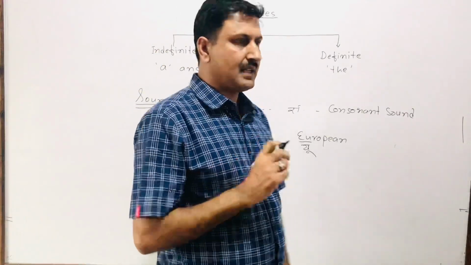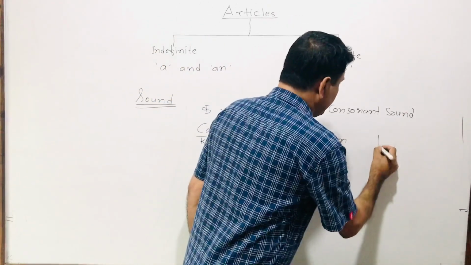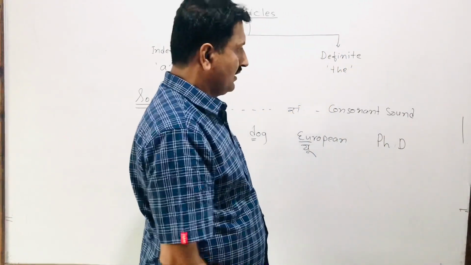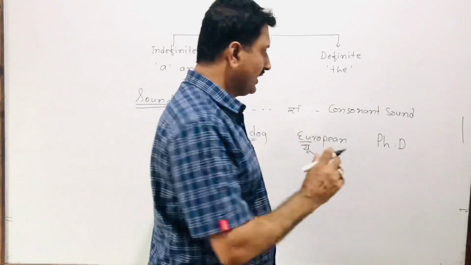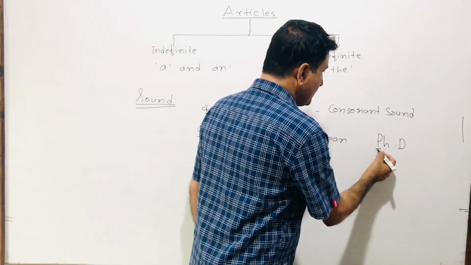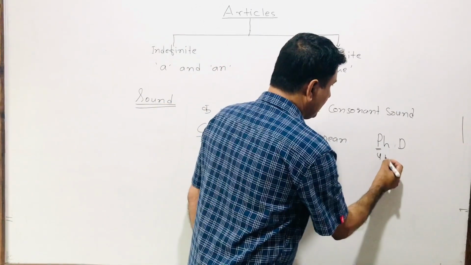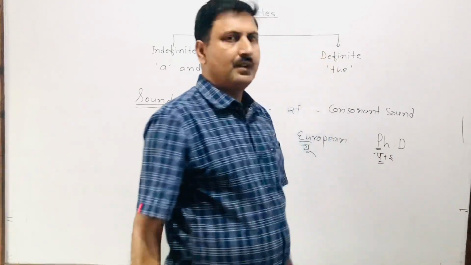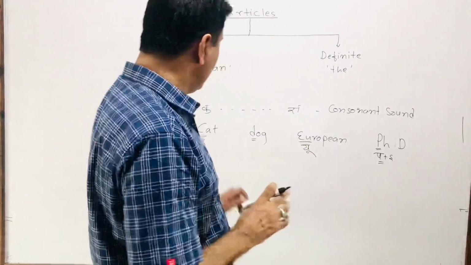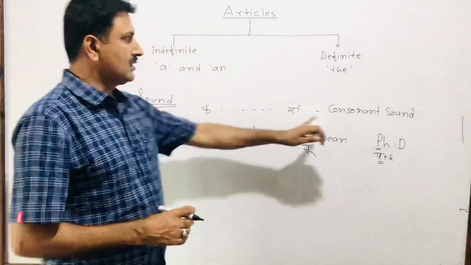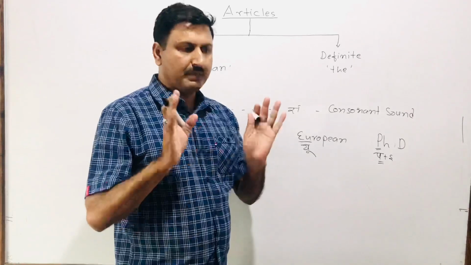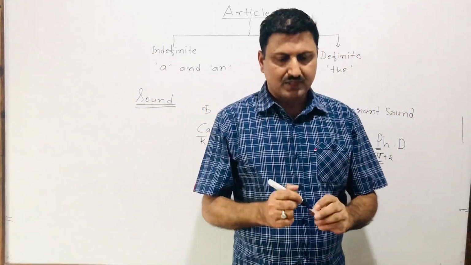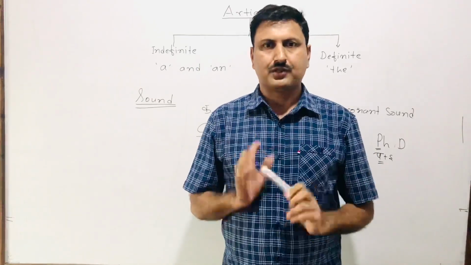Similarly, another example can be PSD. If we have to find out the initial sound of PSD, this is P. P means pa plus E. So pa is in the group of Ka to Gya. This is consonant sound. So please be sure which sound is vowel sound and which sound is consonant sound.